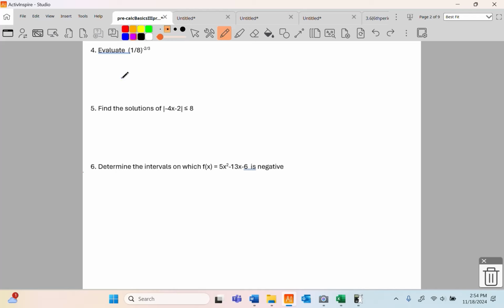All right, what's different about this one? It's 1/8 to the negative 2/3. So it's a little different than the last one. I want you to think about this property.